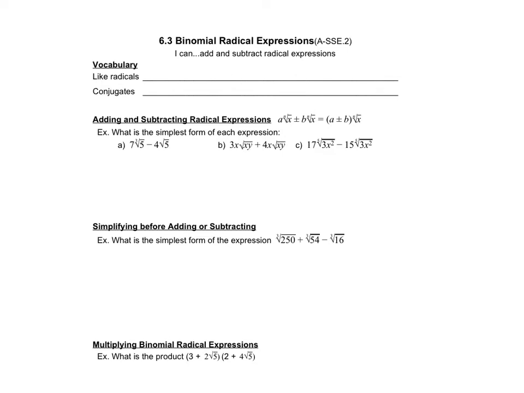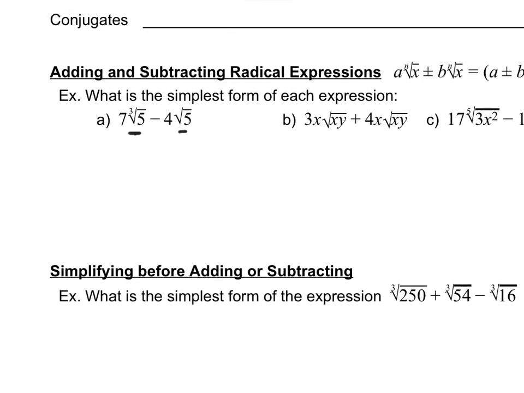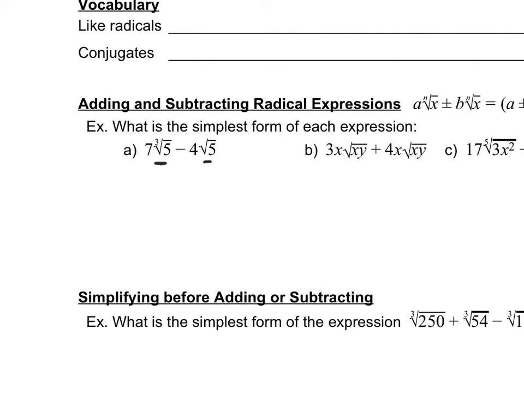Radical expressions are expressions which contain radicals in them. In this section, we're going to talk about adding and subtracting radical expressions, and in order to add or subtract them, they have to be like expressions. In this case, we can see that 7 times the cube root of 5 minus 4 times the square root of 5 are not like expressions, so you can't add those because there's nothing similar there. There's no form to simplify.